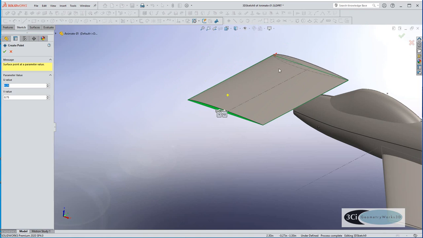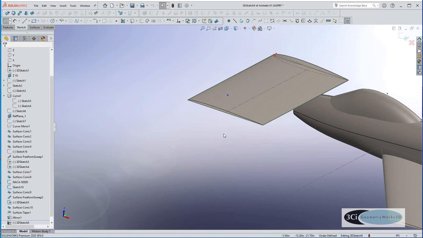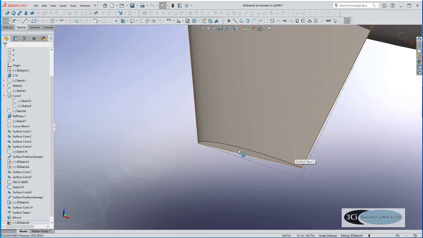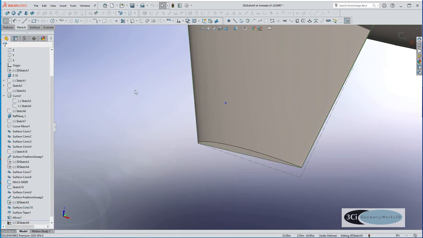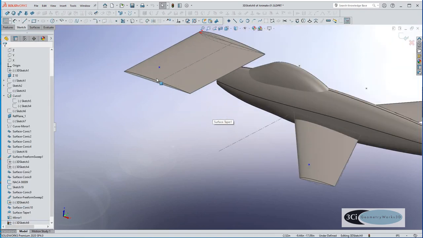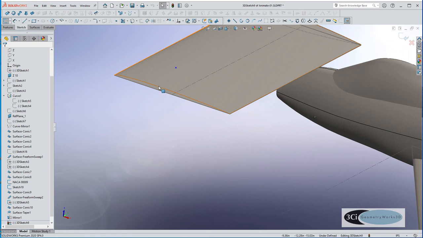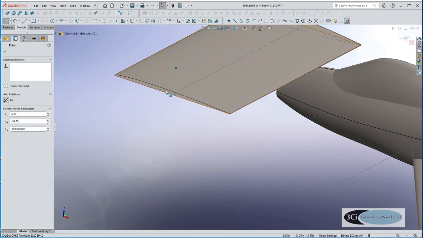We're going to create a point on the rectangular reference surface, giving it a U value of 0.25 and a V value of 0.75. So that locates it, in this case, literally the equivalent of a Cartesian coordinate system. Let's put the equivalent point on the tapered surface. We're going to use parameter spacing, U of 0.25 and V of 0.75. So now we have two points, one on each of the individual reference surfaces, the starting reference and the ending reference.